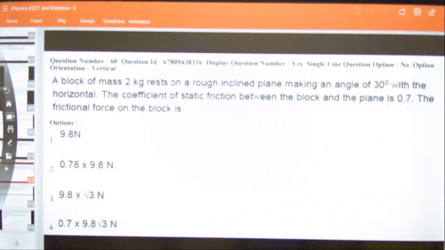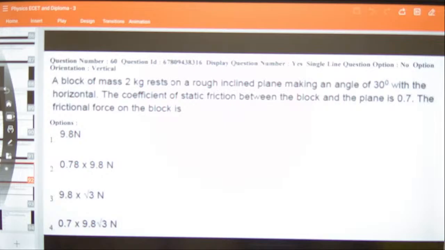A block of mass 2 kg rests on a rough inclined plane making an angle of 30 degrees with the horizontal. The coefficient of static friction between the block and the plane is 0.7. The block of mass 2 kg rests on a rough inclined plane.